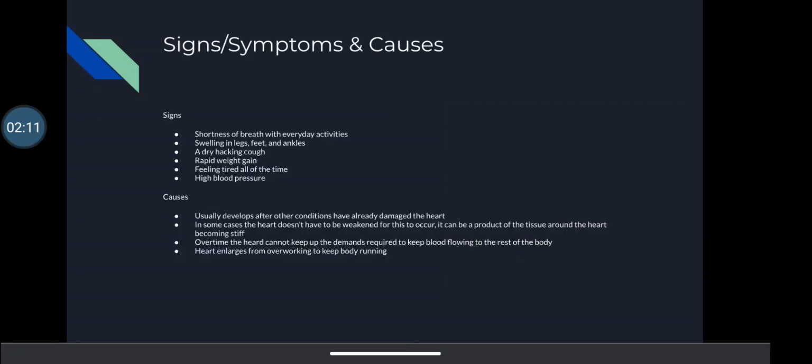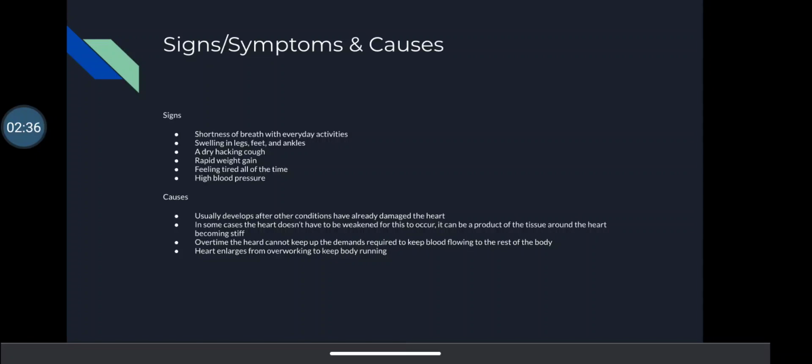So, some signs, symptoms, and causes. Some signs: shortness of breath with everyday activities. If you go out to the mailbox just to pick up the paper or something, and you're out of breath, that may be an issue. Swelling in legs, feet, and ankles. You'll have a dry hacking cough that just doesn't want to go away. Rapid weight gain, possibly feeling tired all the time, and high blood pressure.